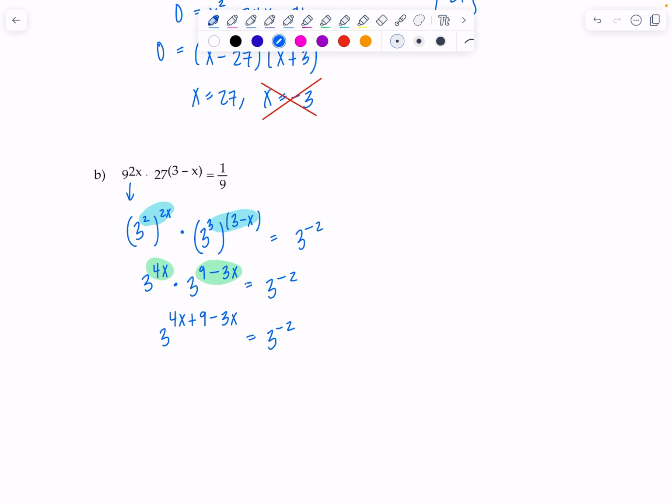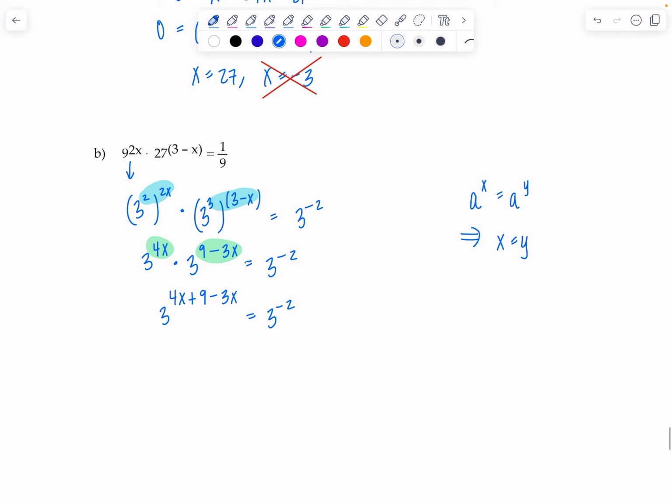And then now we are home free. You see how both sides of the equation are 3 to the something? And exponential functions are 1 to 1. So if you have a to the x equals a to the y, that's an a. I don't know why I wrote it with no tail. There. Then that means x equals y. You can just set the exponents equal to each other and drop the base. Drop the base, please. Okay. So then we have 4x plus 9 minus 3x. That's just x plus 9 equals negative 2. So x is negative 11.